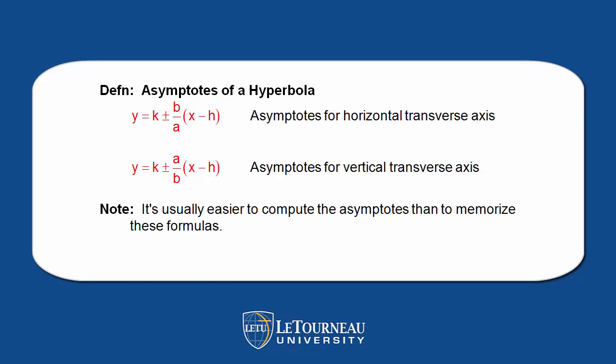Let's look at the definition of the asymptotes of a hyperbola. Well, if we have a horizontal transverse axis, then y is equal to k plus or minus b over a times x minus h. Hey, don't try to memorize those. I'm going to show you an easier way to get those asymptotes. You don't want to memorize that formula. We don't want to memorize anything more than we have to. All right, let's do some examples.